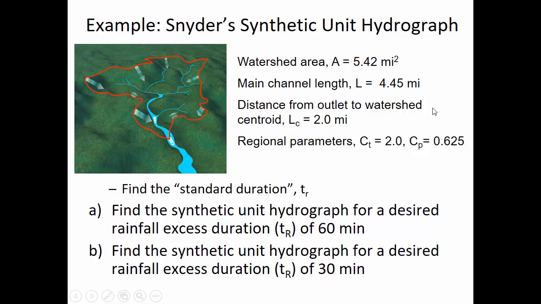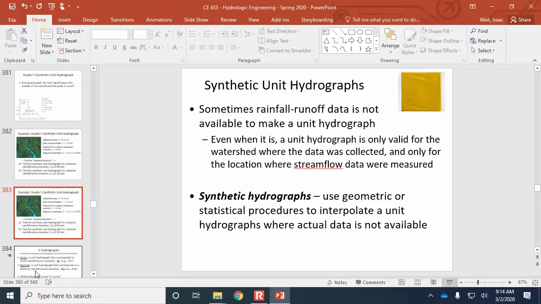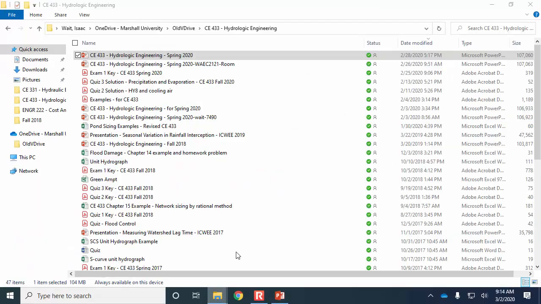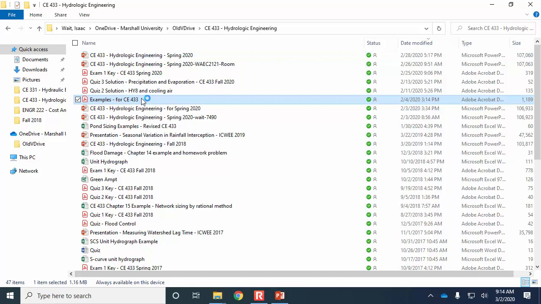And the regional parameters are kind of tuned, like if you are working in a place that the Snyder synthetic unit hydrograph is utilized in other watersheds, then you could look up the regional parameters based on the calibrations that have been done in other watersheds. And so let me pull up the calculations for the Snyder method just to show you what it looks like, how we do the substitutions. I think you might have a homework problem related to the Snyder method.